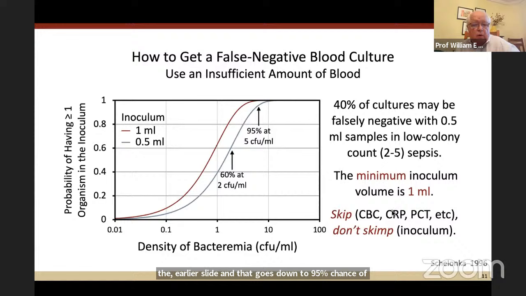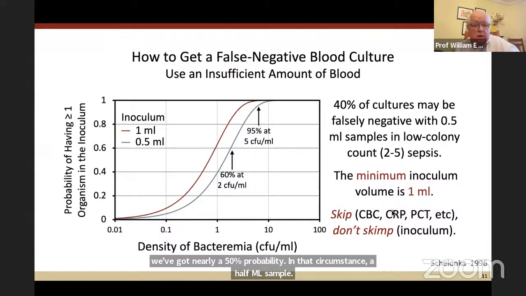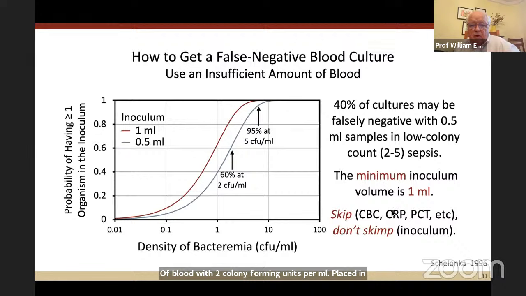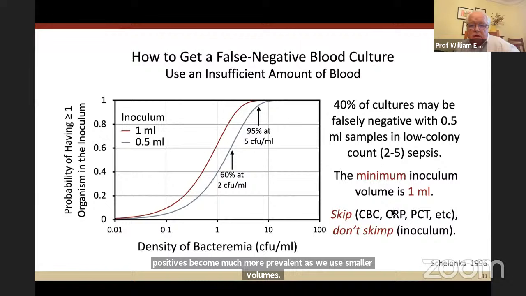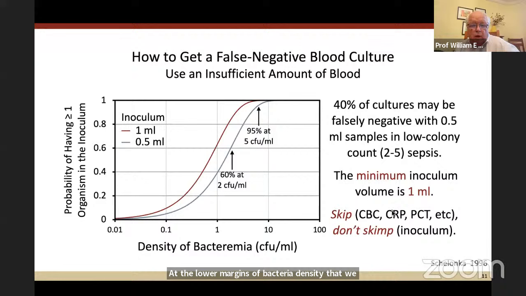But if we're operating at a bacteremia density of only 2 colony forming units per ml, that drops down to 60%. So we've got nearly a 50% probability in that circumstance, with a half ml sample of blood with 2 colony forming units per ml placed in the bottle, that we'll fail to detect the bacteremia. So false negatives become much more prevalent as we use smaller volumes at the lower margins of bacteremia density that we actually see in babies. So the minimum inoculum that has to be used in the blood culture is 1 milliliter. We really can't go lower than that.